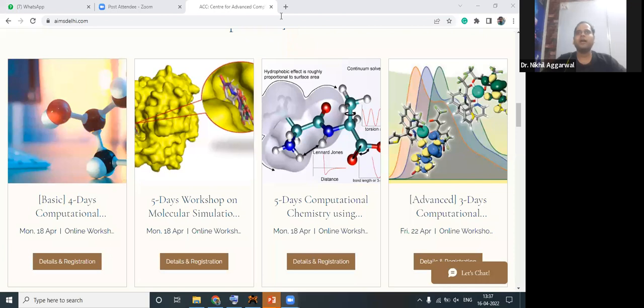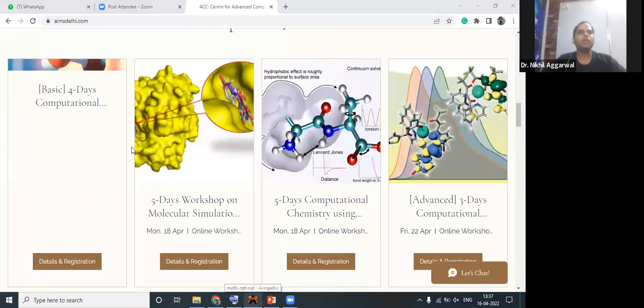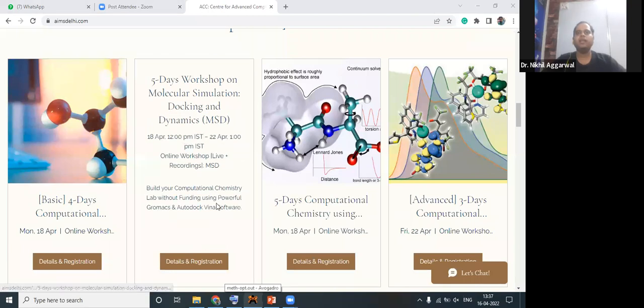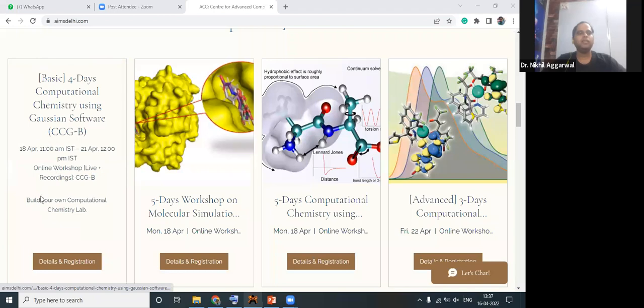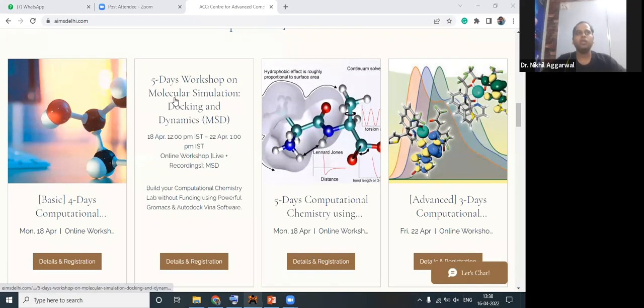So where I was is that we have just seen a glimpse of what computational chemistry is. If somebody would like to explore it even more, you can come to our center. We provide different workshops online. We have the basic computational chemistry workshop for all those who have the licensed version of Gaussian. If somebody would like to learn ORCA, they can register for this ORCA workshop. It's a 5-day workshop. We will be doing it in an online mode. And if somebody is interested in molecular dynamics studies, please register for this one.